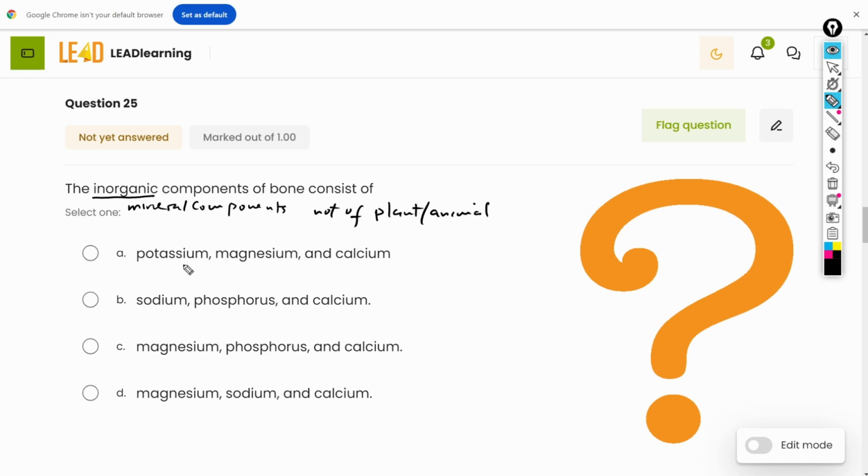Option A says potassium, magnesium, and calcium. Now, magnesium and calcium are mineral components of the bone, but not potassium. Sodium, phosphorus, and calcium. Sodium is not a mineral component of the bone, but phosphorus and calcium are. Magnesium is a component. Phosphorus is a component. Calcium is a component. Of course, sodium disqualifies option D. So our answer is option C. Magnesium, phosphorus, and calcium are mineral or inorganic components of the bone.